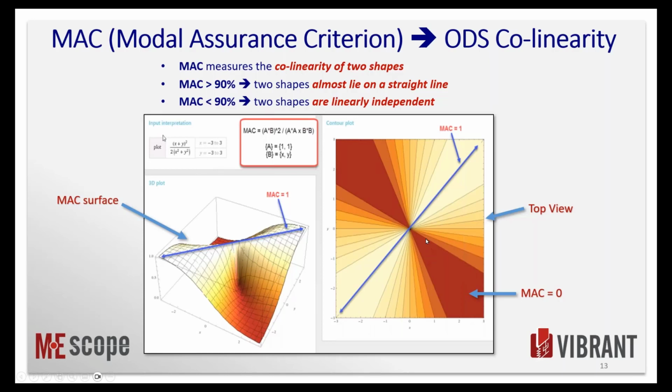You can see that when the two shapes are quite different from one another, then MAC equals 0. But if they lie along the same straight line, meaning they're collinear, then MAC is 1. It doesn't matter what their values are in shape B versus shape A.